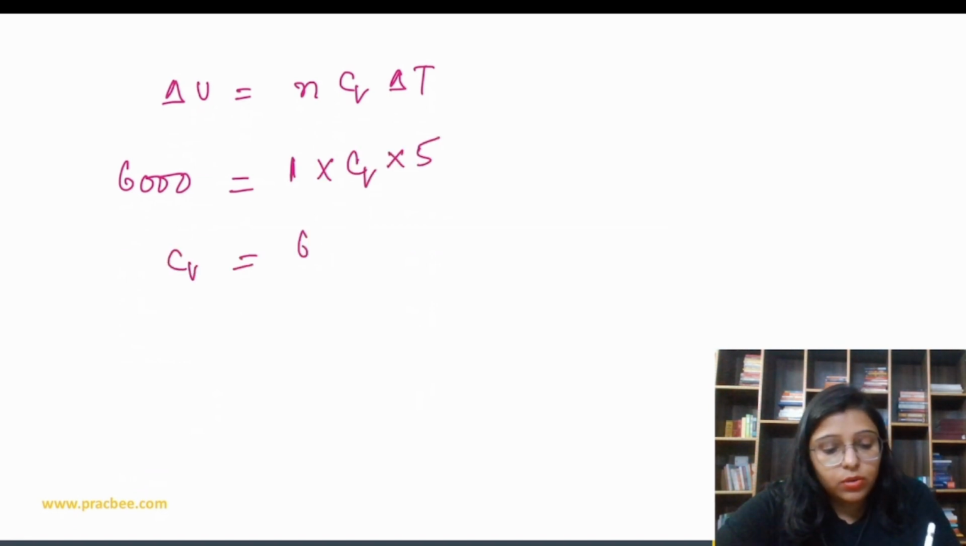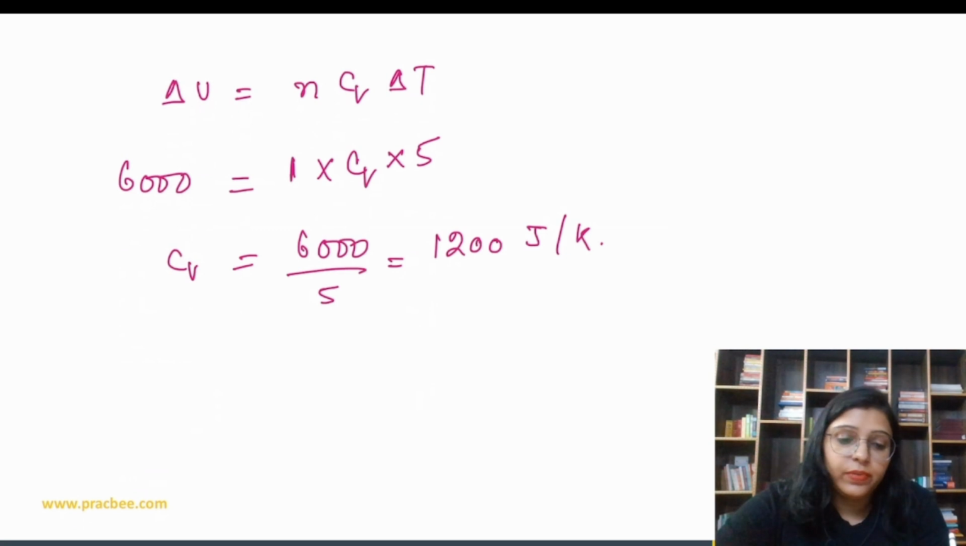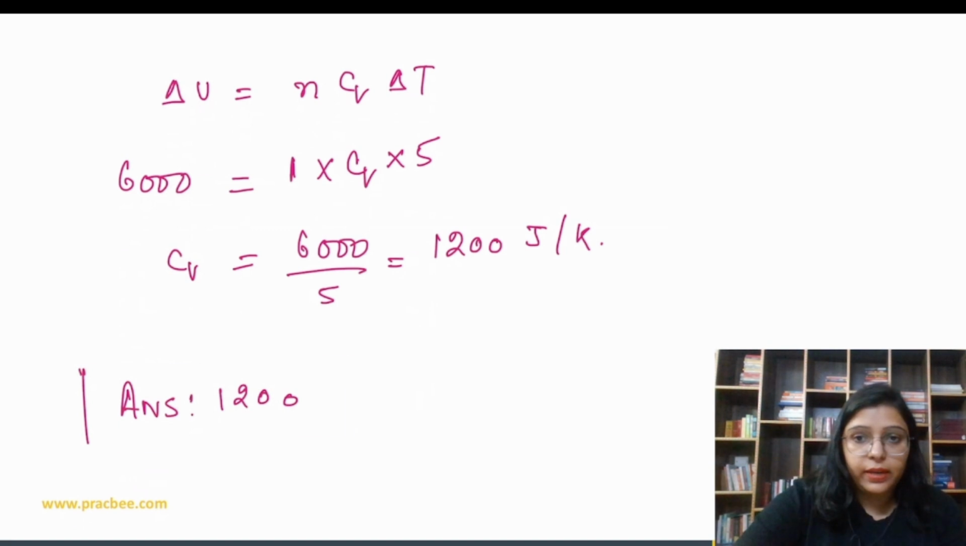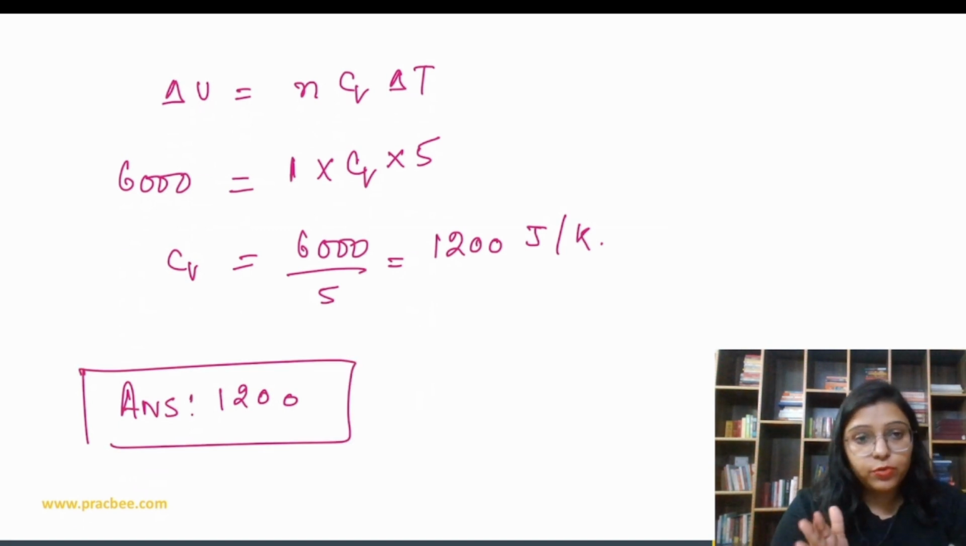So Cv is equal to 6000 upon 5. On solving, we get 1200 joule per Kelvin. So the answer is going to be 1200. Fine. Now let's move to the next problem type.